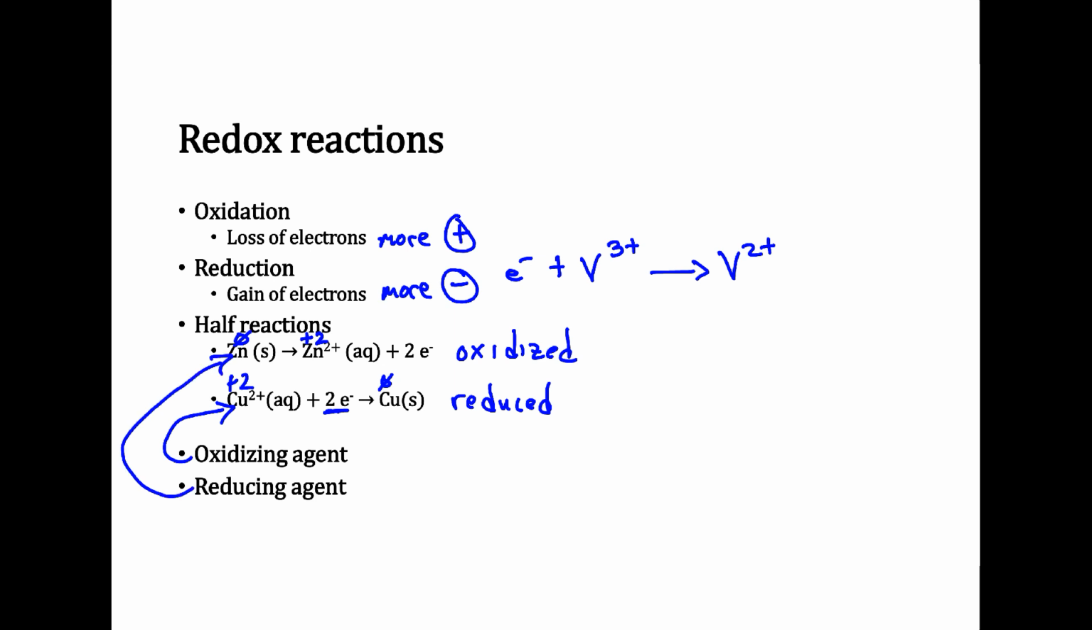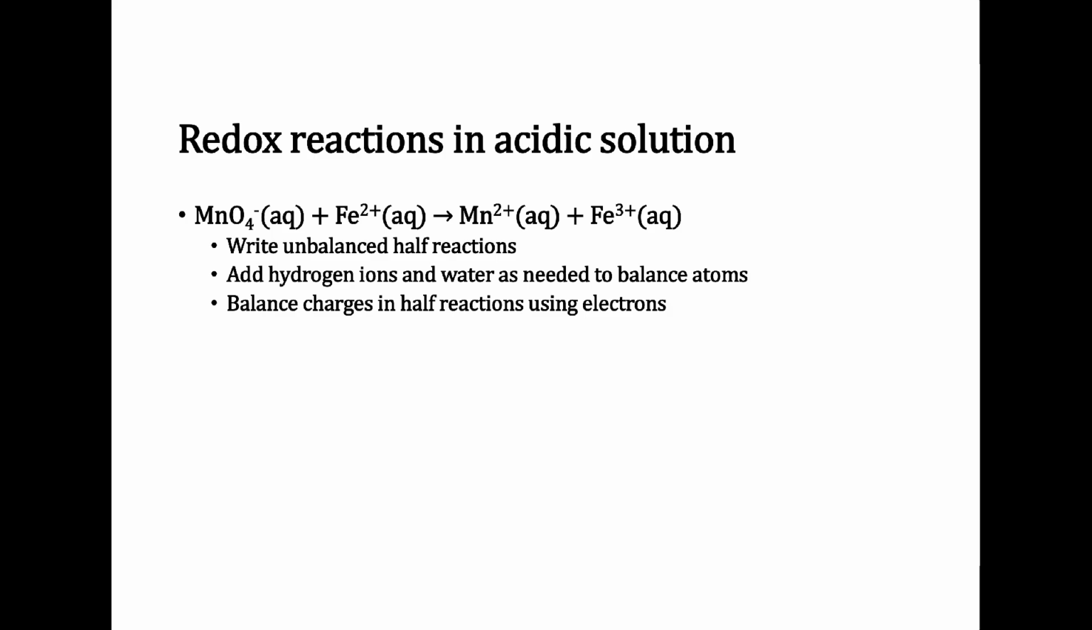So now that we've done our quick review on redox reactions, let's go ahead and learn how to balance redox reactions in acidic and basic solutions. The general strategy for writing a reaction in an acidic solution is you want to start out by writing the unbalanced half reactions. So for instance, as we look at this particular example, we have MnO4 minus plus iron 2 plus going on to form manganese 2 plus and iron 3 plus.